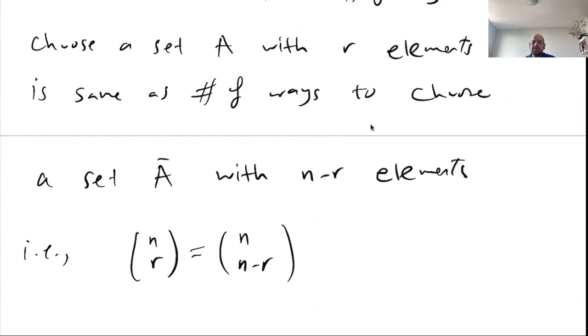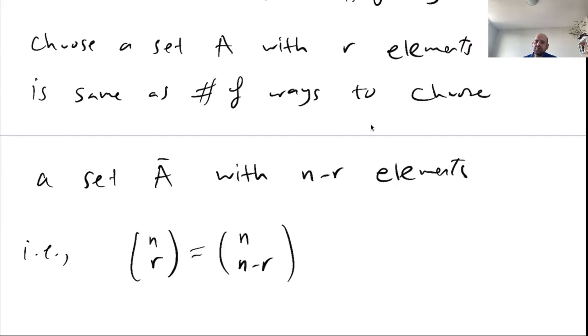N choose N minus R is the number of ways to choose a set with N minus R elements. But like I said, if I know which N minus R elements I will not choose, then I will know which R elements I will choose. So every choice of a set A with R elements is in correspondence with a choice of a set A complement with N minus R elements, which are the elements that I will not choose. So the number of ways to do these two tasks are the same. So that means N choose R is equal to N choose N minus R.